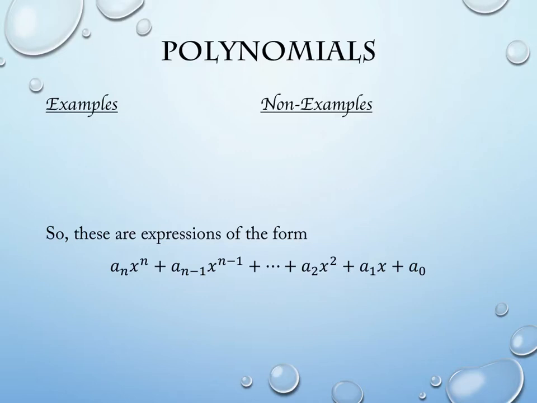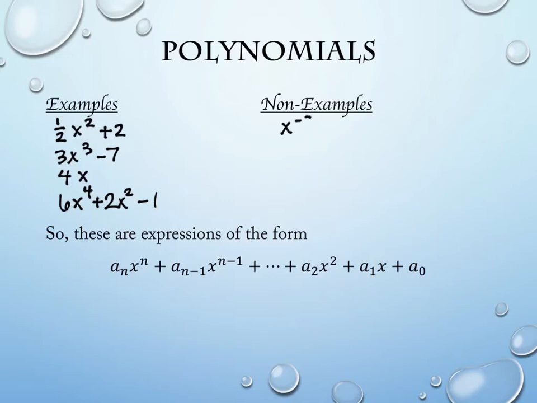So an example of a polynomial would be something like 1/2 x squared plus 2. Or 3x cubed minus 7. Or 4x. It can just be plain old 4x. It could be 6x to the 4th plus 2x squared minus 1. These are all polynomials. Okay, so these are the non-examples that I have for you. X to the negative third. Square root of x plus 2. 1 over x plus 7.